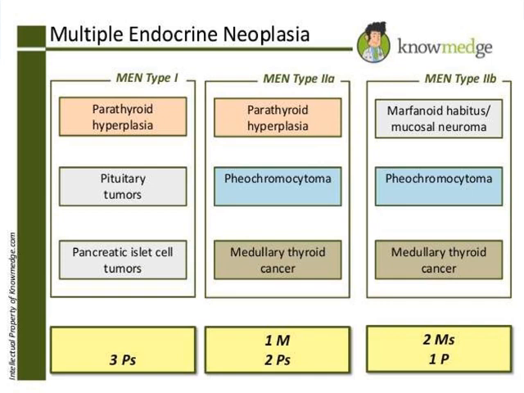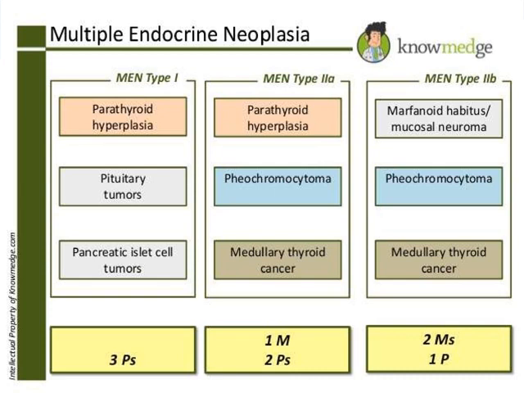So this is a very important slide, just to give a few formulas so that you can remember easily what diseases are included in type 1 and what are included in type 2A and 2B. Talking about MEN type 1, we have a formula called 3 P's: parathyroid hyperplasia, pituitary tumors, and pancreatic islet cell tumors. Talking about MEN type 2A, we have a formula 2 P's 1 M, and P for parathyroid hyperplasia, same as in MEN type 1.